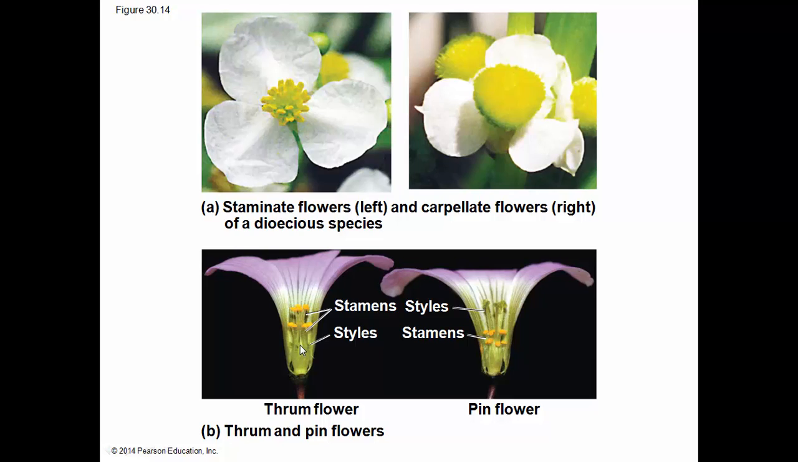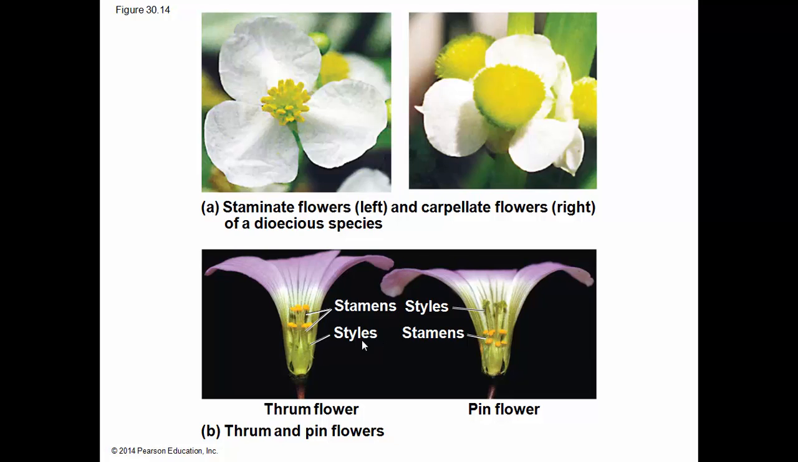But the styles are located way deep down in the flower. And then in another flower, on another plant, the styles reach up, and the pollen from this plant will get onto these styles, but it has to reach down far to get the stamens here, and then it gets pollen from the stamens here, and then when it reaches down to the other plant, it fertilizes those styles here with the pollen from this plant.